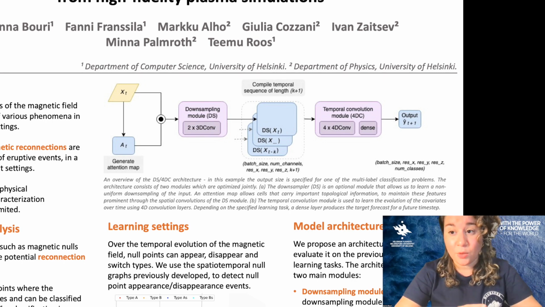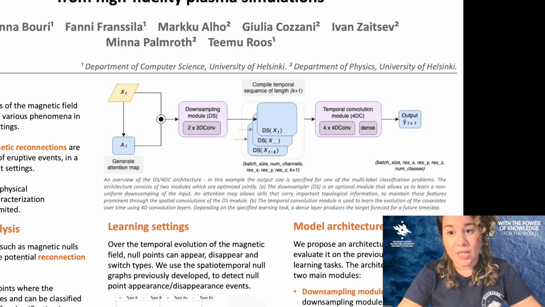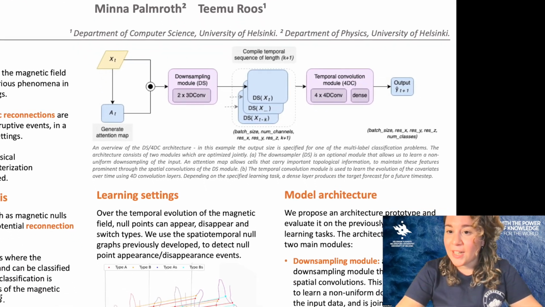So then the output of the downsampler is compiled into sequences and used as input to the temporal convolution module, the second module. So the temporal convolution module comprises a sequence of 4D convolution layers, and they're 4D because they're simply 3 spatial dimensions plus the temporal dimension of the sequence. And finally, through a fully connected layer, the input is mapped to the predicted output vectors. So this is our architecture.